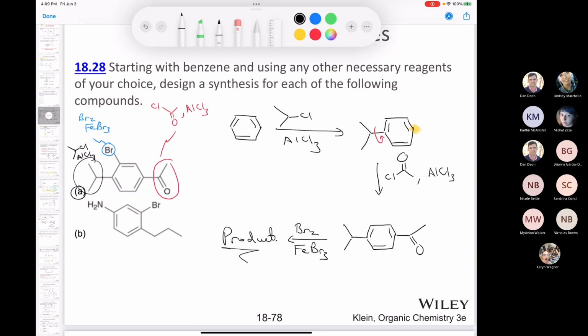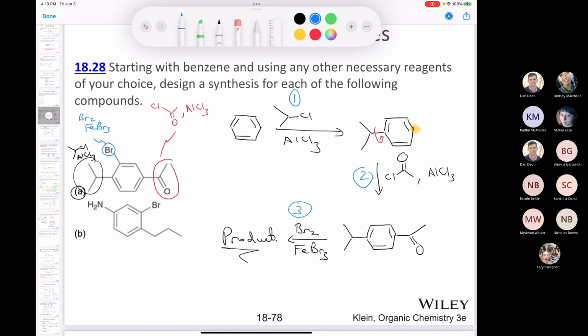Any questions about that one, about the strategy I used there? So this limits the number of steps. It's only a 3-step synthesis. You just do the alkylation first, the acylation second, and the bromination would be the third reaction you'd want to use for that one.